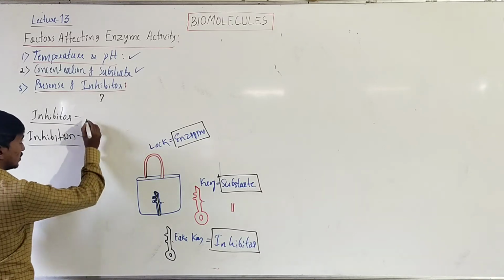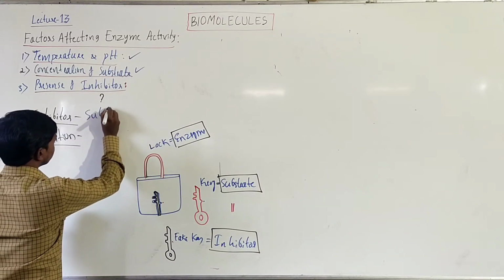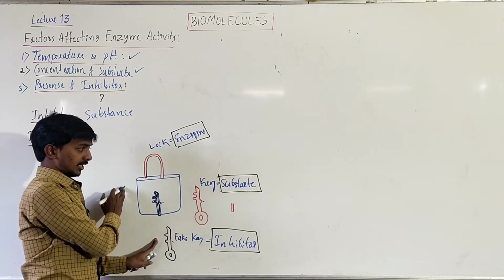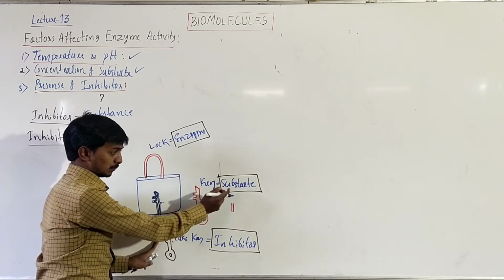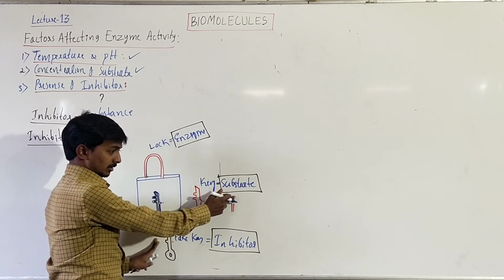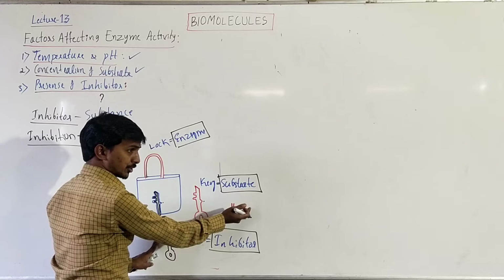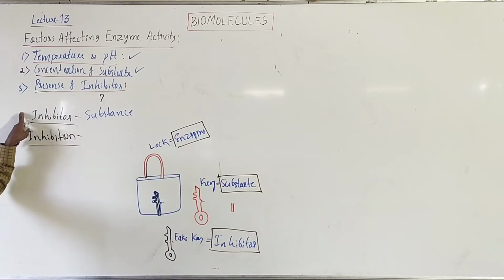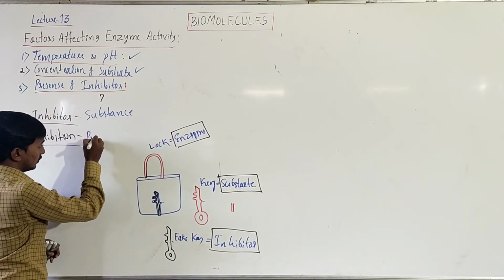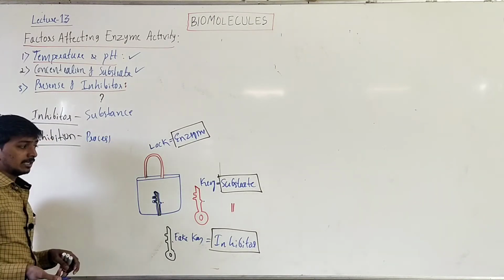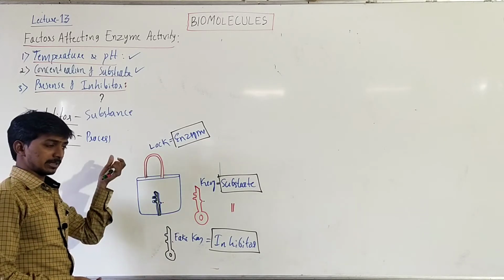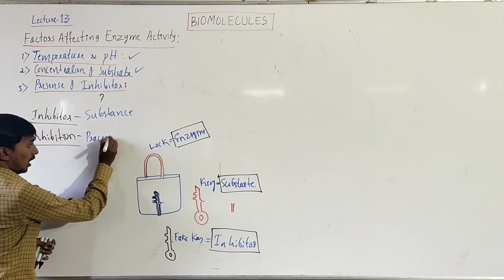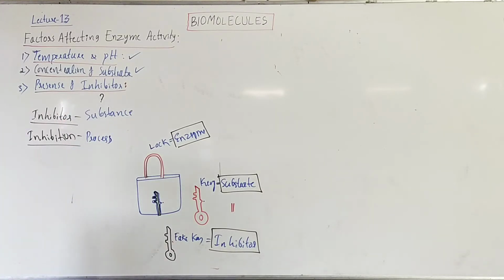A substance similar to the substrate that binds with the enzyme and suppresses the enzyme activity is called an inhibitor. And the process where the inhibitor binds to the enzyme and suppresses the enzyme activity is called inhibition. So this is how inhibition works.